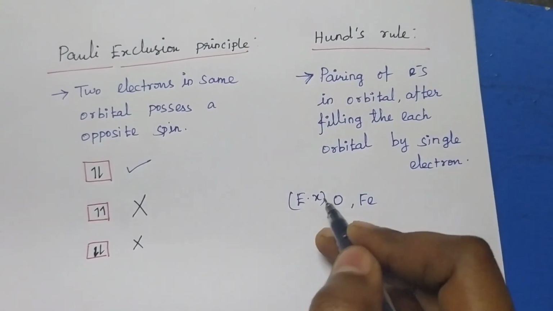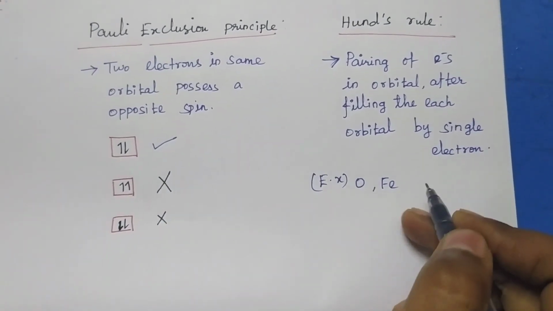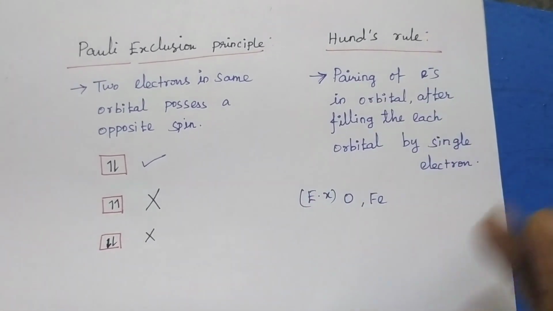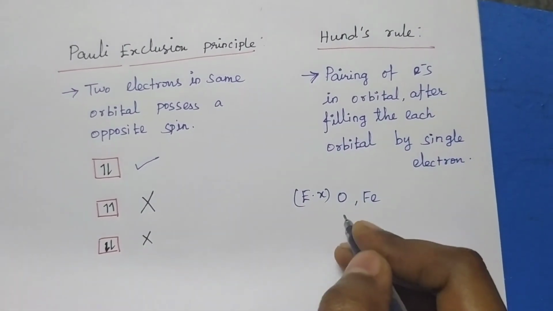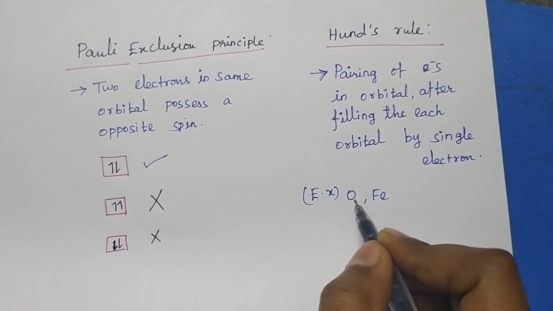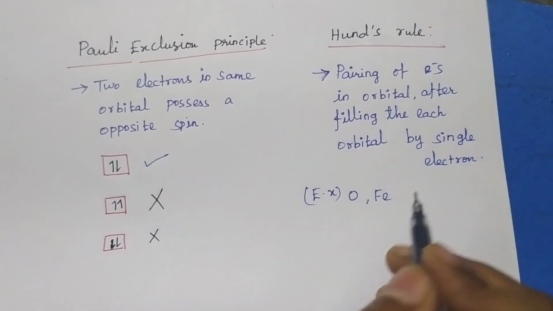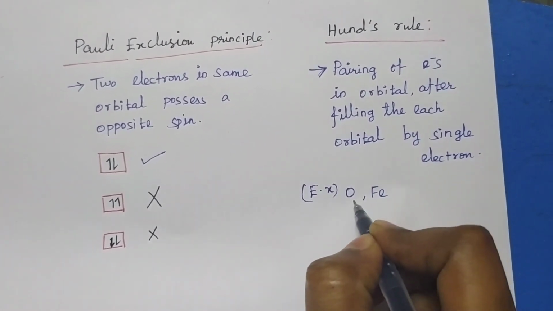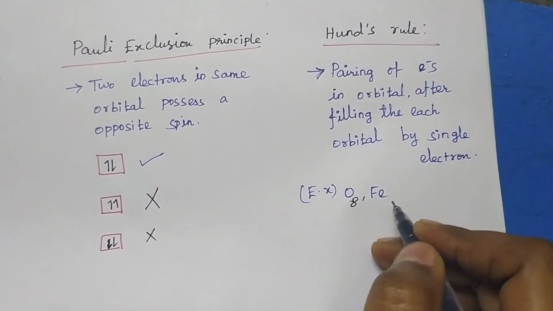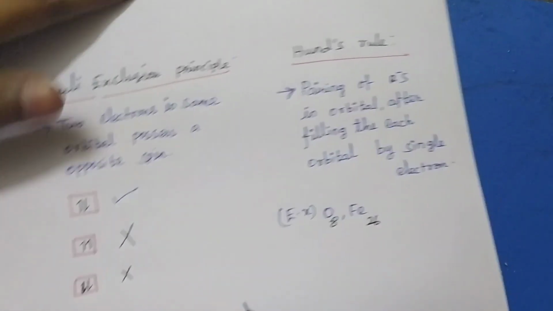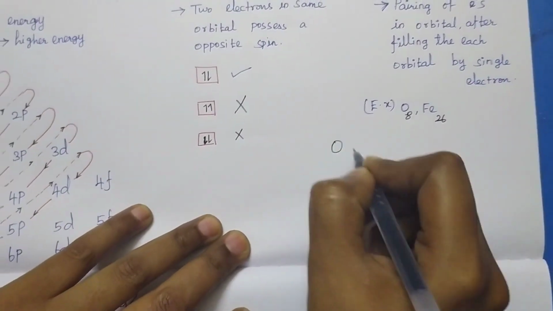For your understanding, I am going to write the electronic configuration for 2 atoms. Based on this configuration, you can understand Hund's rule. I am going to write the electronic configuration for oxygen and iron. So you should know the atomic numbers. The atomic number of oxygen is 8 and the atomic number of iron is 26. First I am going to write the electronic configuration of oxygen.